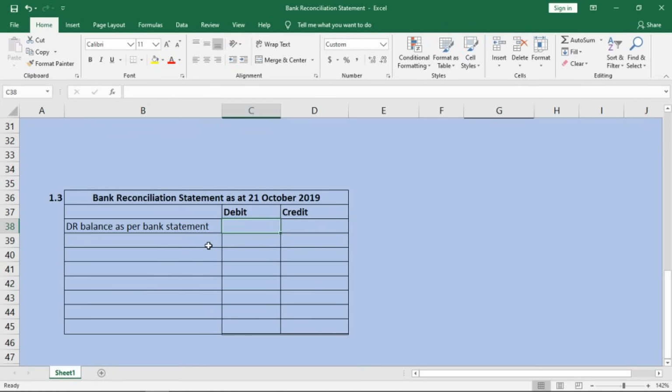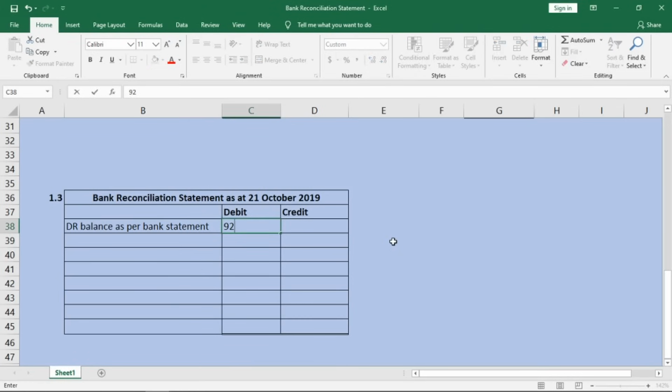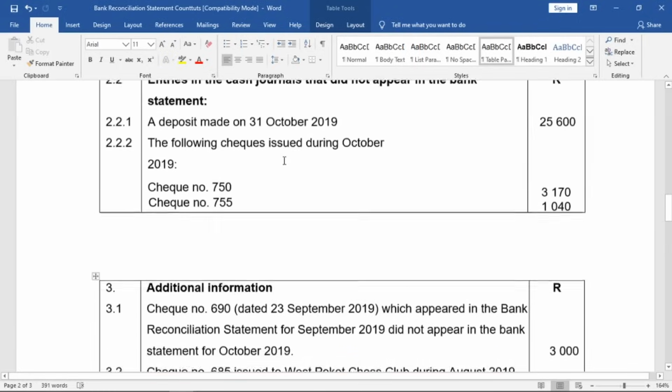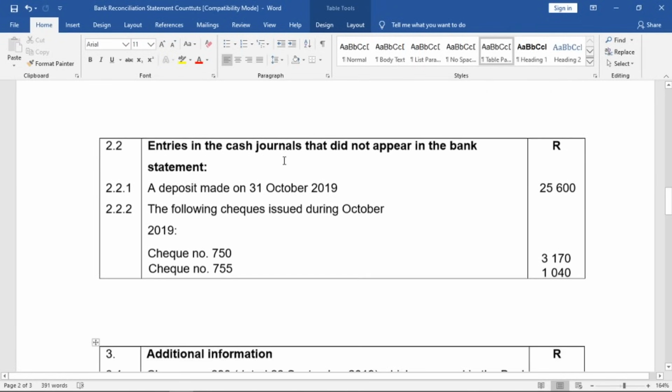Now that we have that, and it's on the debit side, obviously, because that's what we were told, we write down 9,290. Okay. And then, in fact, let me highlight this one so that I remember that I'm done with that one. And now we go to the journals that we are told did not appear in the bank statement. So we continue here.